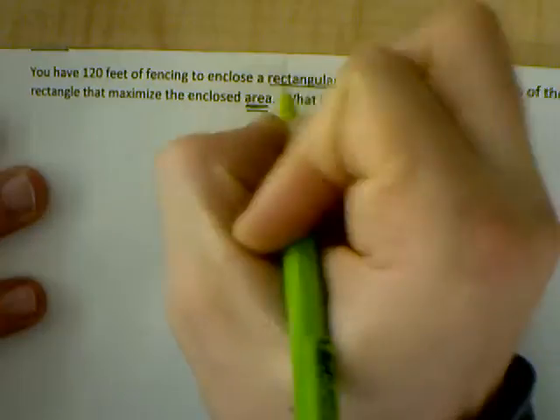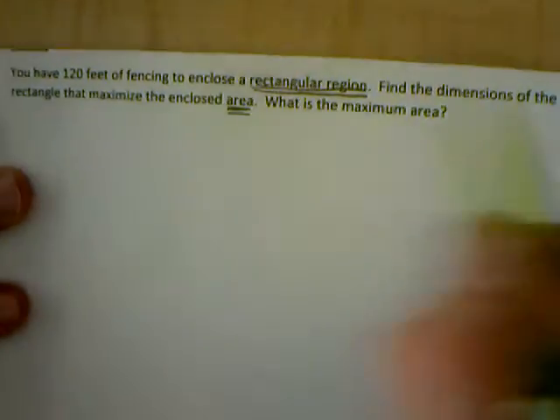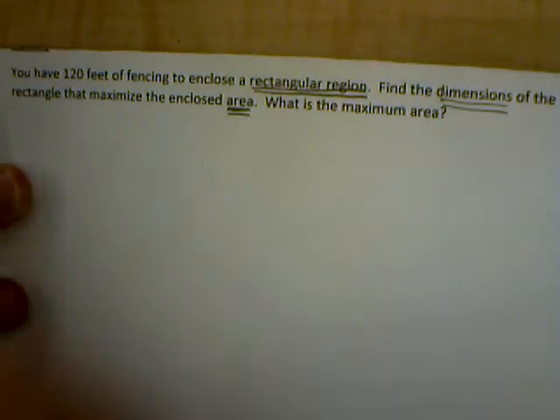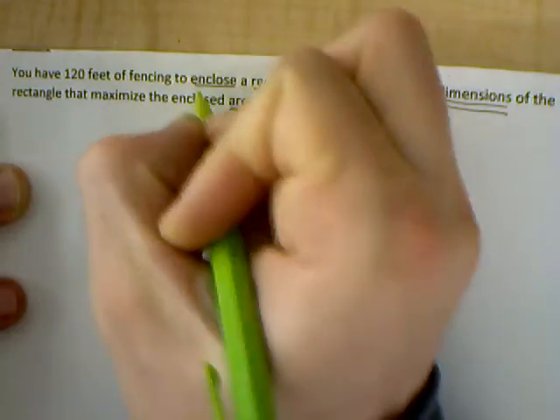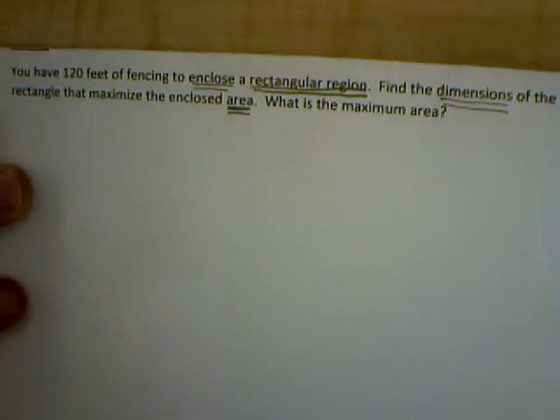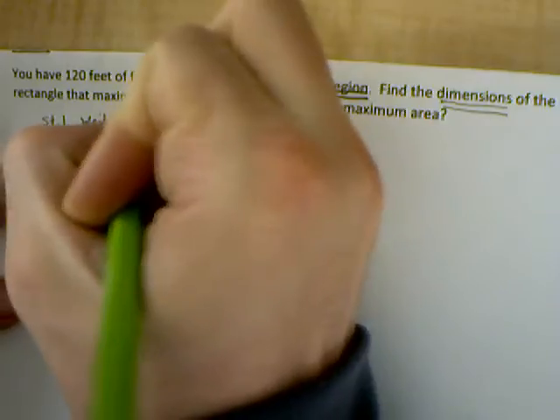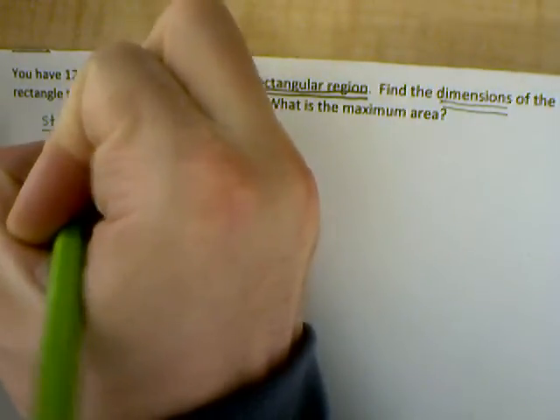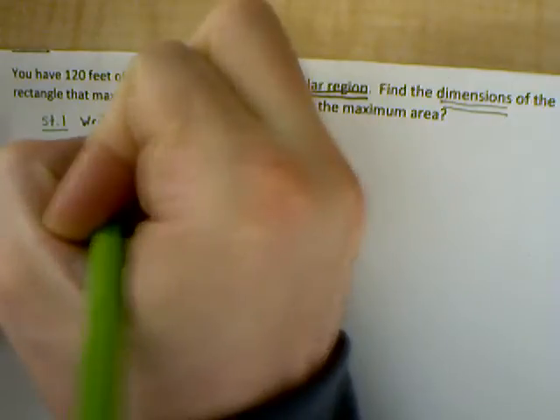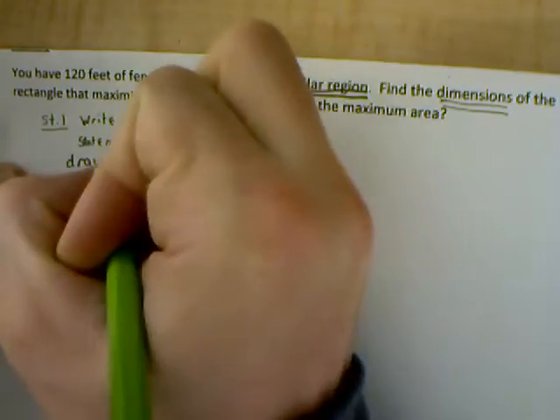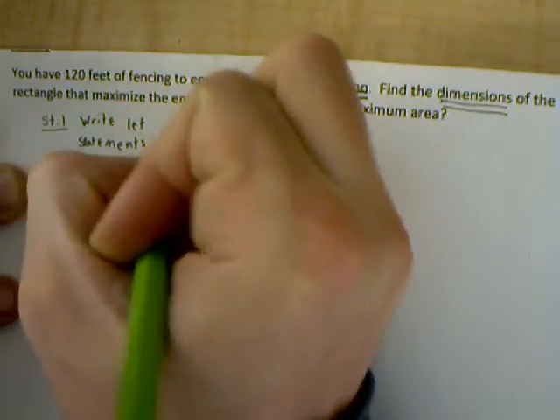We know that we have a rectangular region, so I'll probably want to draw a picture. We want to find the dimensions, which means the length and the width. And we know we want to enclose an area, so that means we're looking for perimeter. So step 1: let's write our let statements and draw a picture. If it's a geometry problem, you always want to draw a picture first. So let's go ahead and do that.